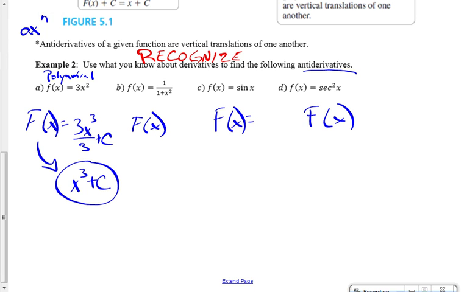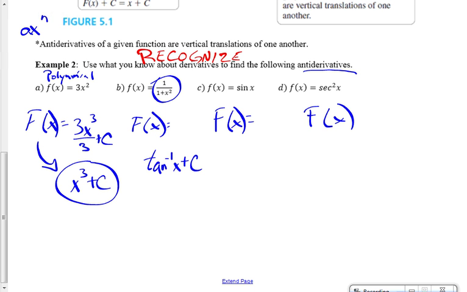For 1 over 1 plus x squared, good news, there is no such thing as a quotient rule for antiderivatives. You don't need to undo low d high less high d low over low squared. You need to recognize that that is a special function, and that function is tan inverse of x. So that antiderivative would be as shown.